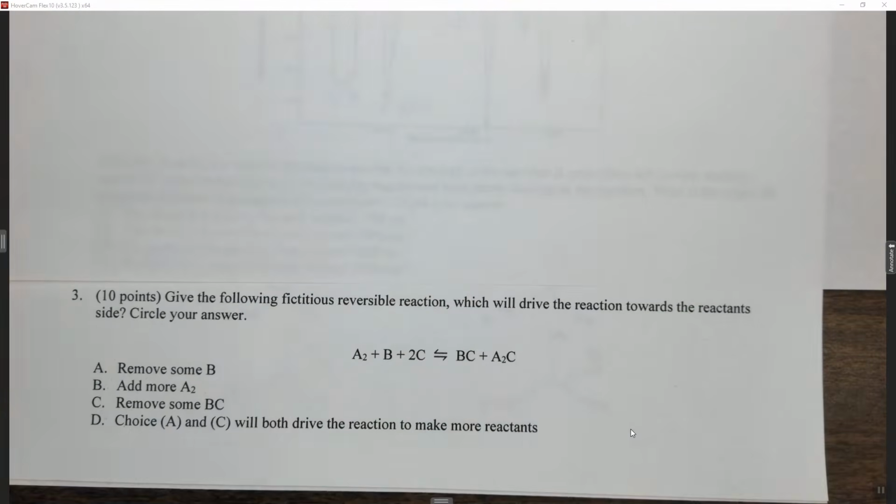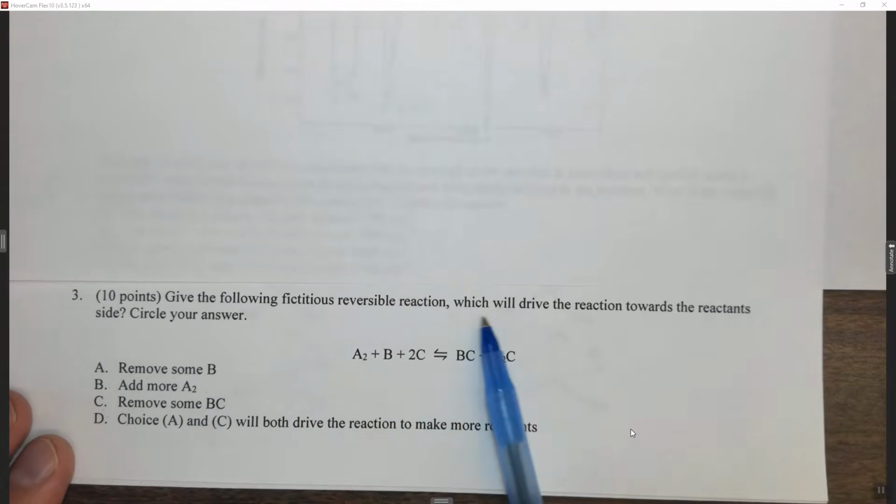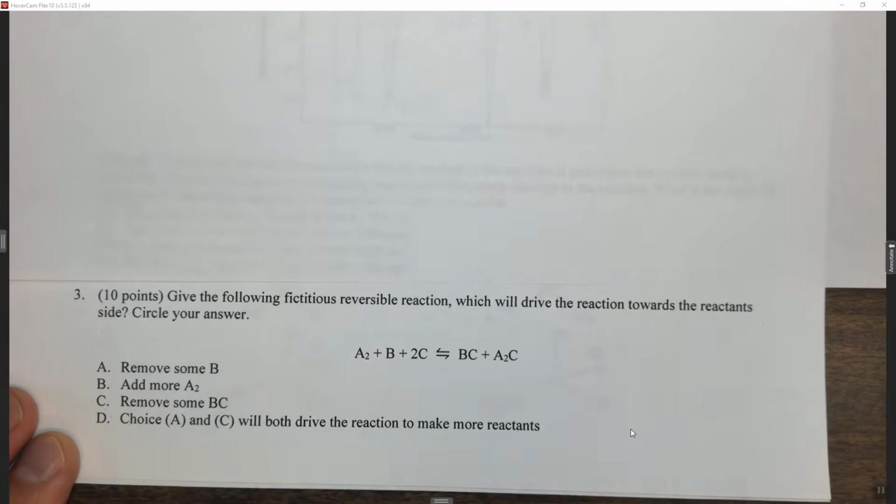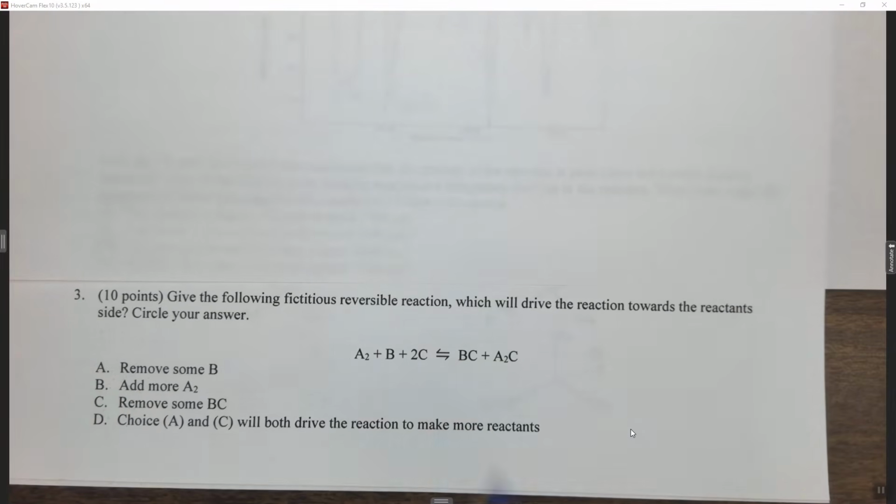Question 3 says, given the following fictitious reversible reaction, which will drive the reaction towards the reactant side? Circle your answer. So we have this fictitious reaction, and what we're being asked about is Le Chatelier's principle. In a nutshell, what Le Chatelier's principle tells us is the reaction wants to be at equilibrium. So if you do something to disturb the equilibrium, the reaction will do what it can to minimize said disturbance. So let's take a look.